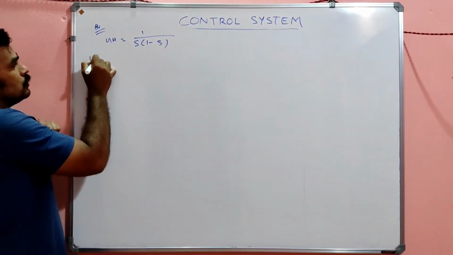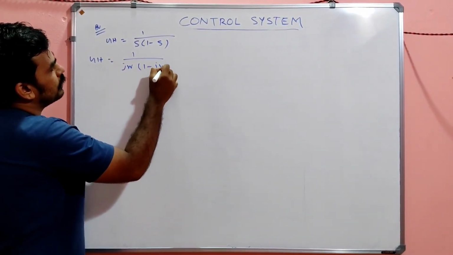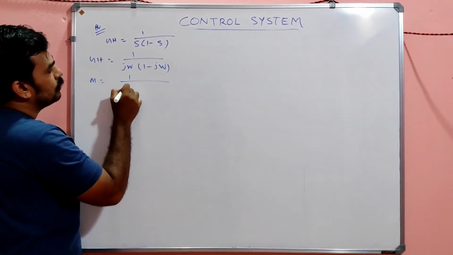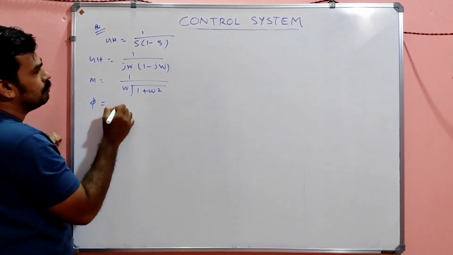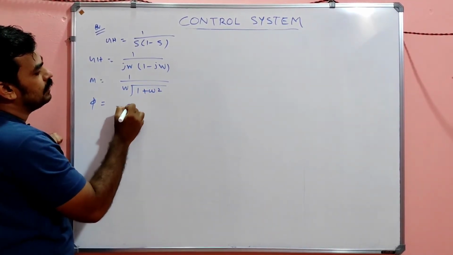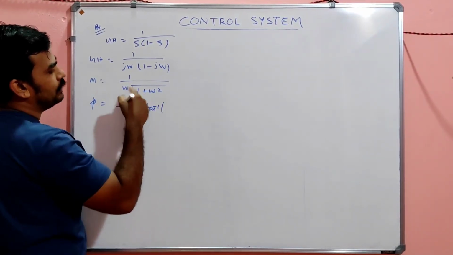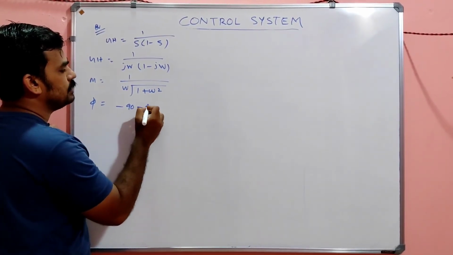Okay. So again, GH will be equal to 1 divided by j omega into 1 minus j omega. So magnitude will be 1 divided by omega root of 1 plus omega square. Phase will be minus 90 minus tan inverse. What is the 1 minus j omega angle consideration? So minus is there.